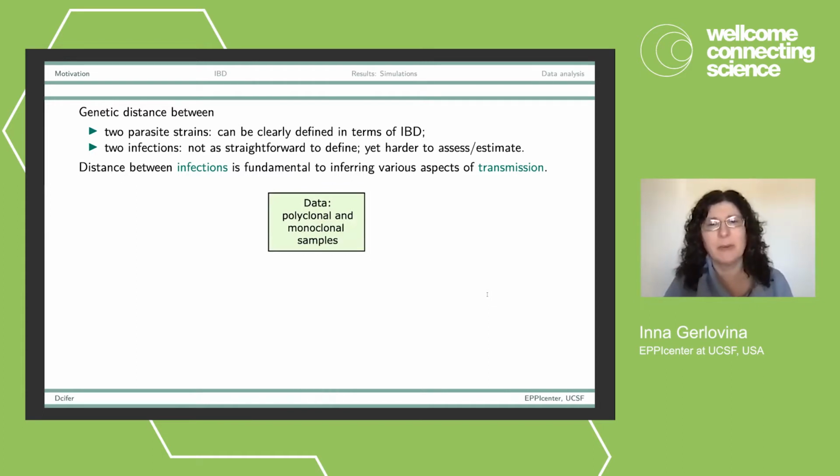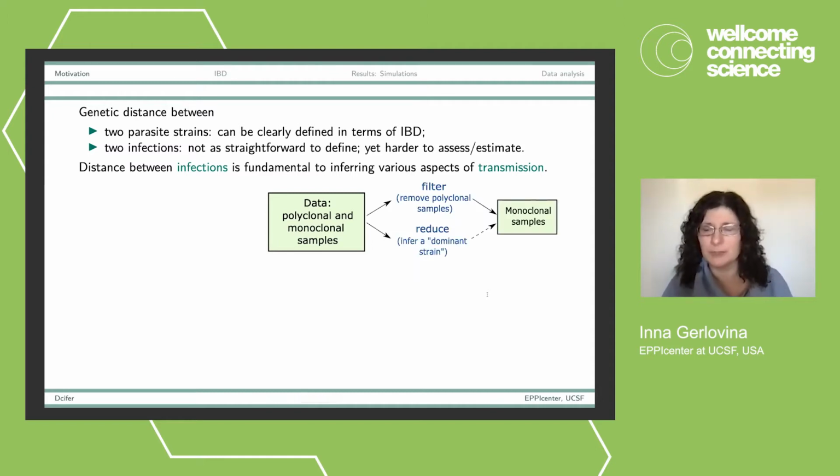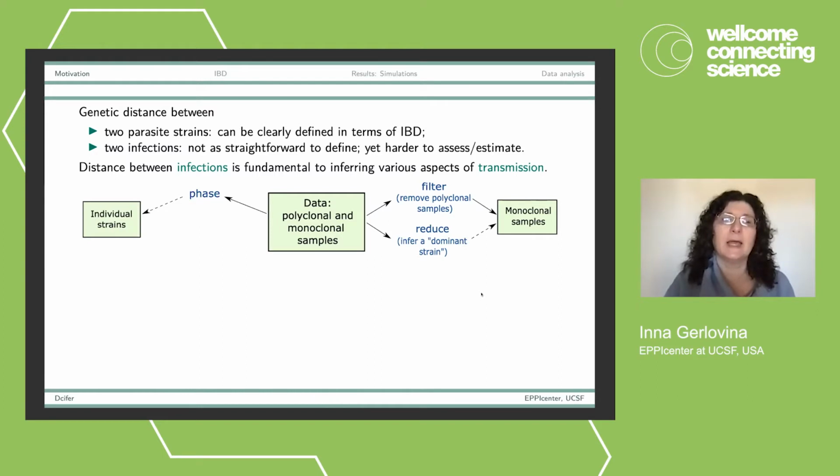So say we have data with polyclonal and monoclonal samples. What are we going to do? There are various approaches that can and were taken. First, we know how to do the distance between monoclonal samples, and we can get there by either filtering, removing polyclonal samples, which introduces bias, or reduce polyclonal samples to monoclonal, and that also brings up some noise. Another direction is that we can try to infer individual haplotypes within polyclonal samples with phasing. Again, that introduces uncertainty and is computationally very intensive.